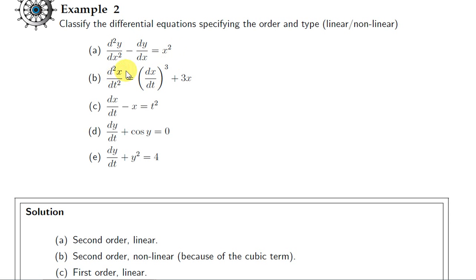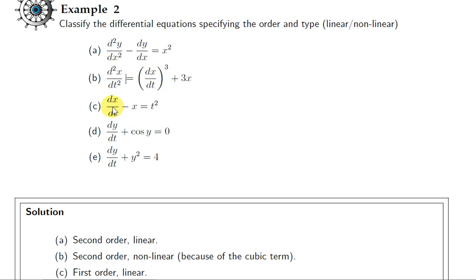Now in part B we have a second order differential equation because the order of the highest derivative is 2. We don't have a third order. The order of this derivative in here is 1. However, this differential equation is non-linear because we have a derivative raised to a power, and we don't want that if the equation is to be linear.